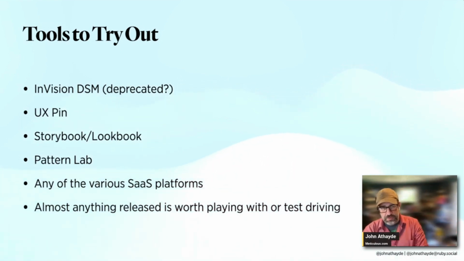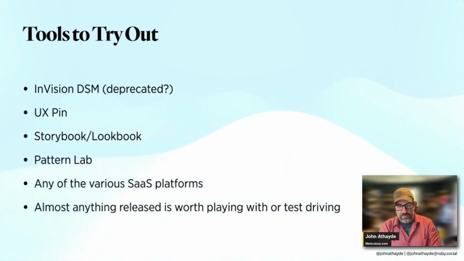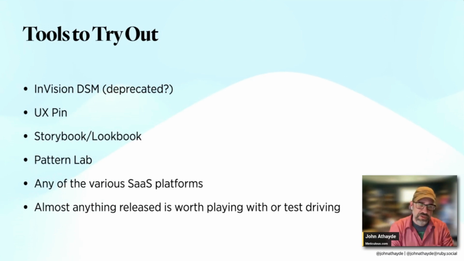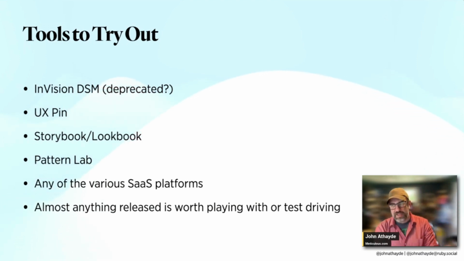UXPin is a cool thing that is more about prototyping. It's kind of similar to Axure on that front, but it has some nice design tool stuff in it. Storybook and Lookbook, like we looked at. Pattern Lab is a cool site. You can get some ideas on various design patterns.